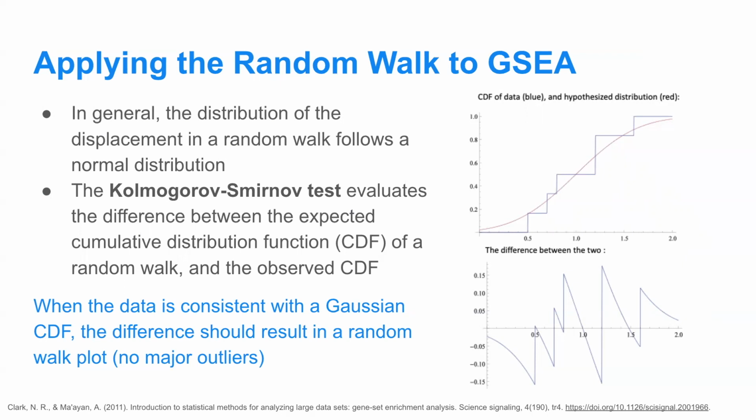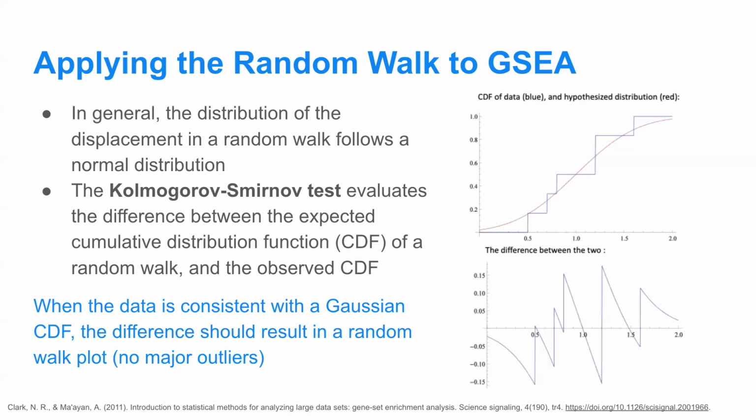But generally, the distribution of the displacement in a true random walk will follow a normal distribution. And because it follows a normal distribution, you can look at the cumulative distribution function of this normal distribution, which is the expected CDF of a random walk. And then you can compare that with the CDF that you observe from the walk you generate from your comparison data. In the GSEA algorithm, how they evaluate this difference is basically a version of the Kolmogorov-Smirnov test, which you can also Google if you're interested in the mathematical specifics.